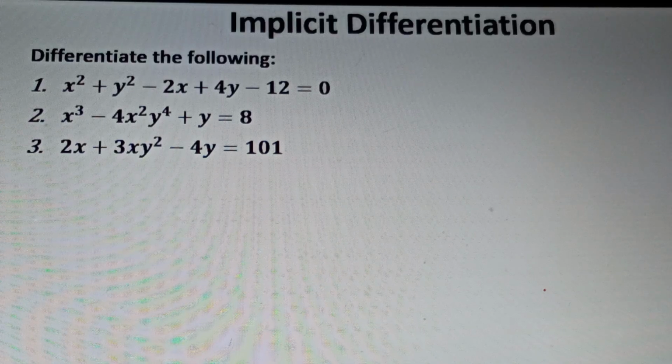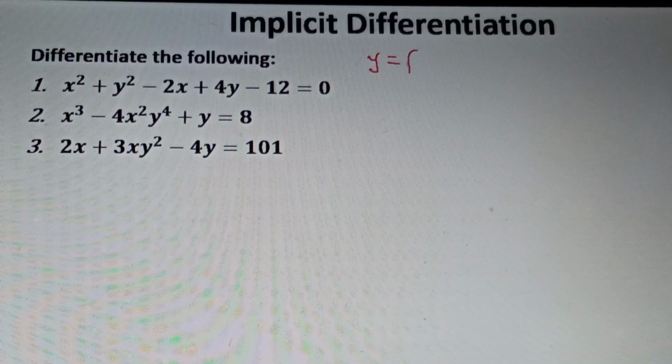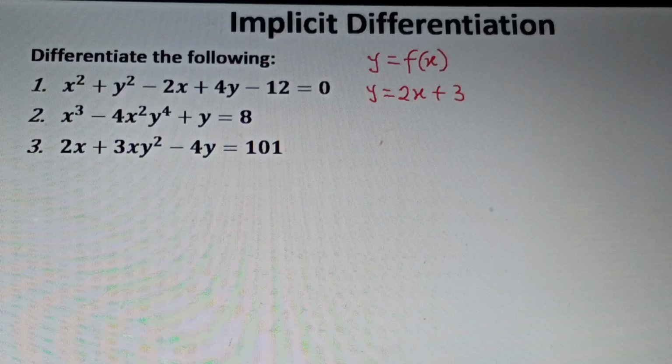Let's handle implicit differentiation tonight. Implicit differentiation means differentiating functions that cannot be written explicitly as y in terms of x. When a function is written as y is equal to f of x, we say this is an explicit function. For instance, we have y equal to 2x plus 3. We can differentiate this. This is an explicit function.